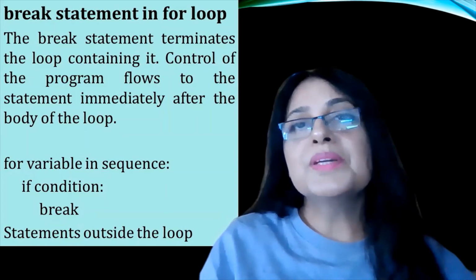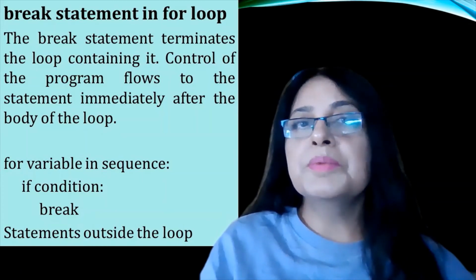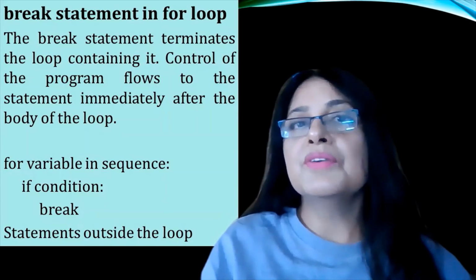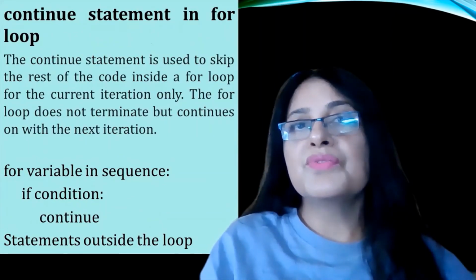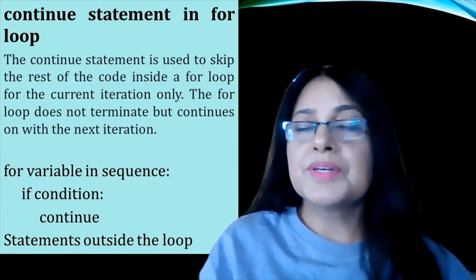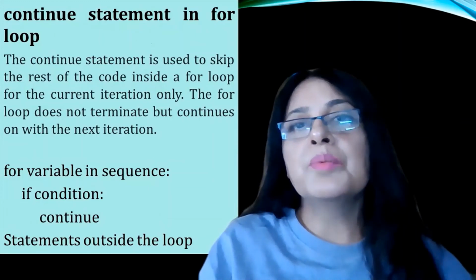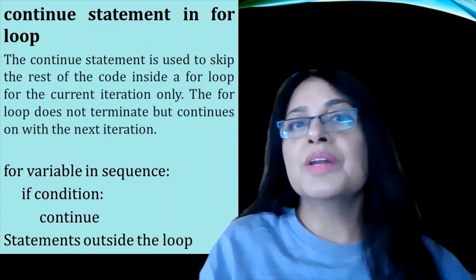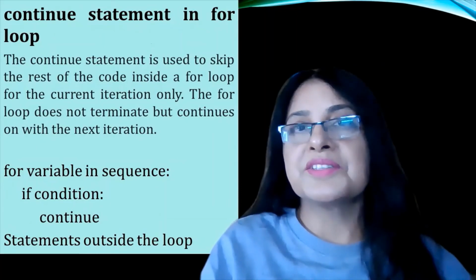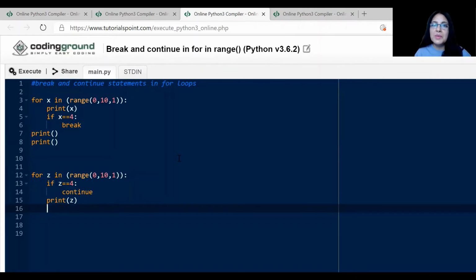The break statement within a for loop will terminate the loop wherever the if condition is true. The continue statement in the for loop will check an if condition within the loop, and when that is true, it will ignore the code for the current iteration and continue with the next iteration. Just like we did in the while loops, we are also going to use the break and continue statements with for loops. Here we have two examples.